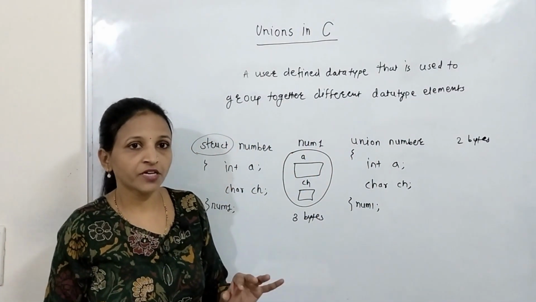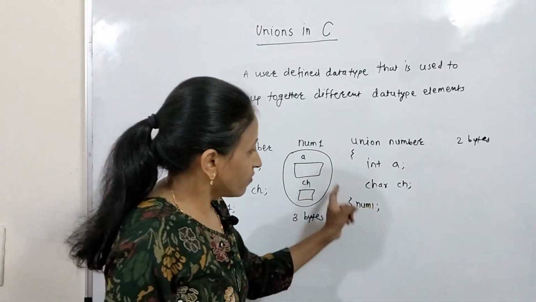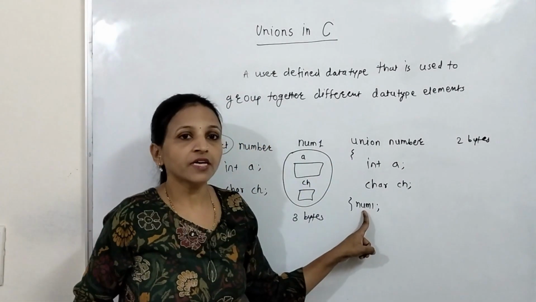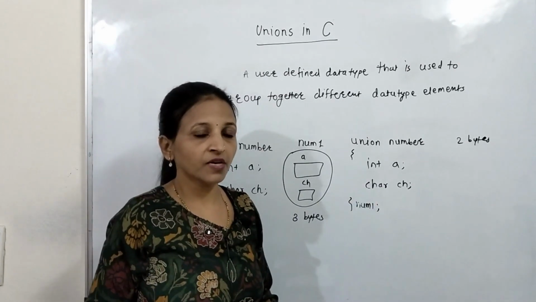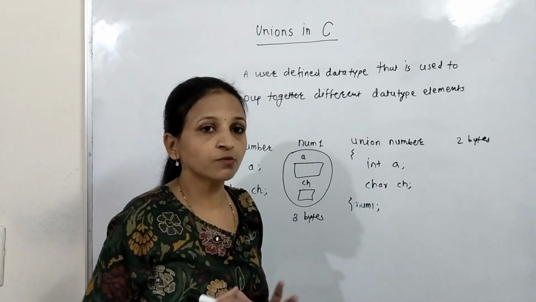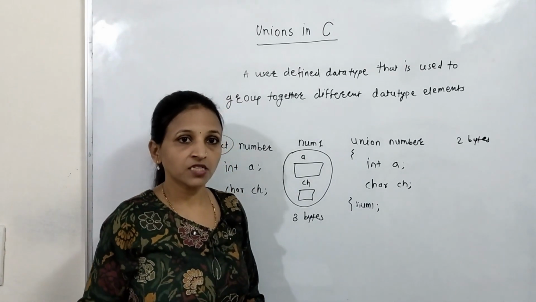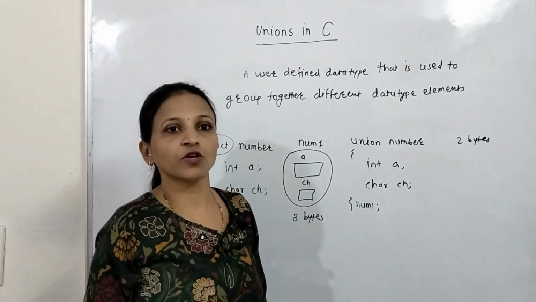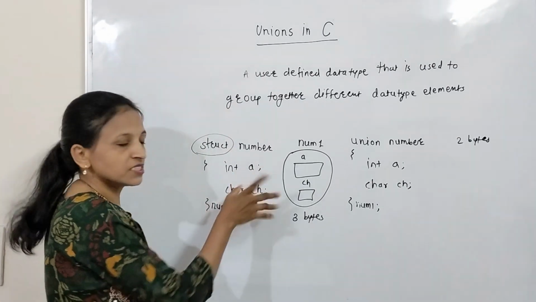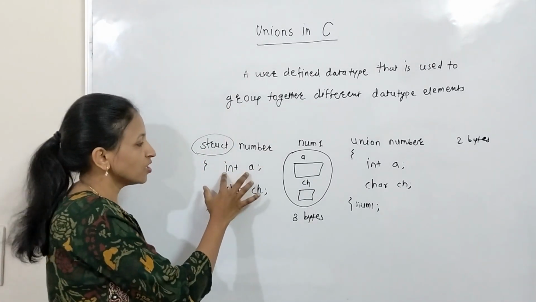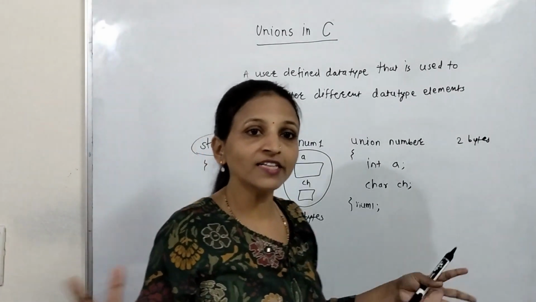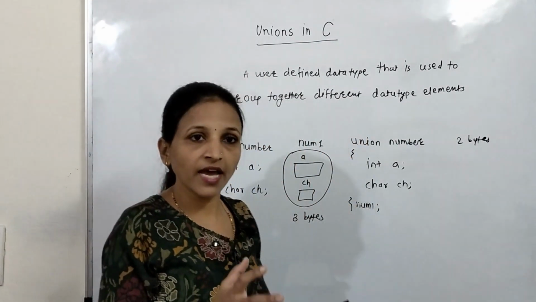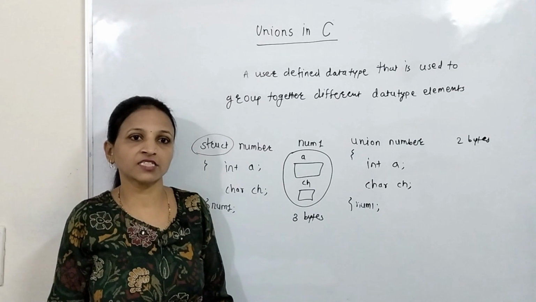Getting my point? See here, whenever we create any variable of that union, how much space will get allocated? Whichever member has the maximum requirement of storage, that much space will get allocated. How much space is getting allocated in case of structure? Whatever the space requirement for all the members, that will be added, and that much space will get allocated.